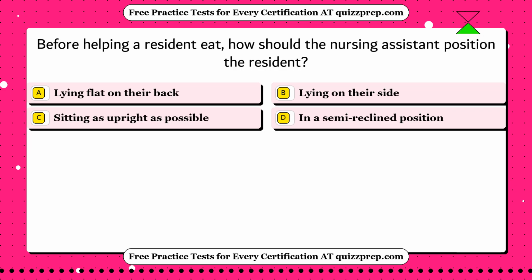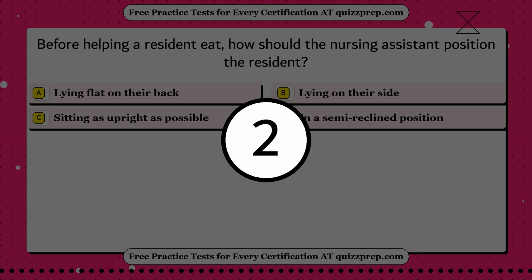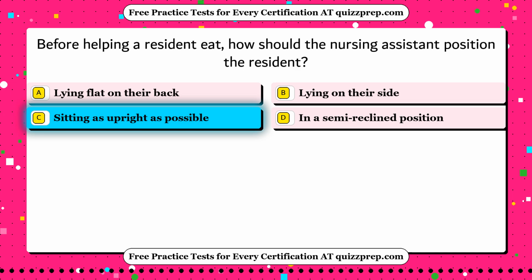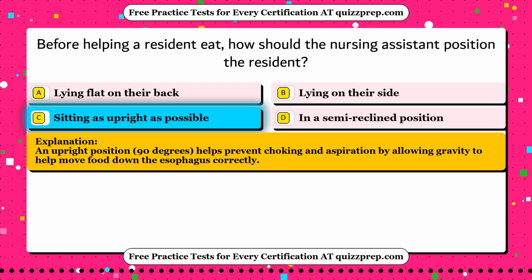Question 96. Before helping a resident eat, how should the nursing assistant position the resident? Option A, lying flat on their back. Option B, lying on their side. Option C, sitting as upright as possible. Option D, in a semi-reclined position. The correct answer is option C, sitting as upright as possible. An upright position, 90 degrees, helps prevent choking and aspiration by allowing gravity to help move food down the esophagus correctly.